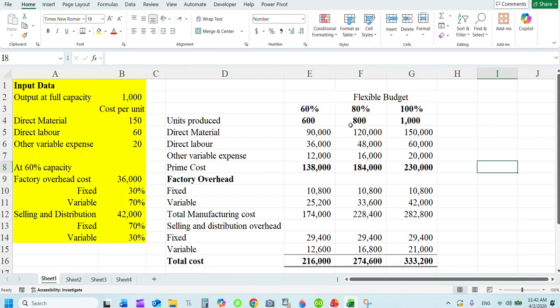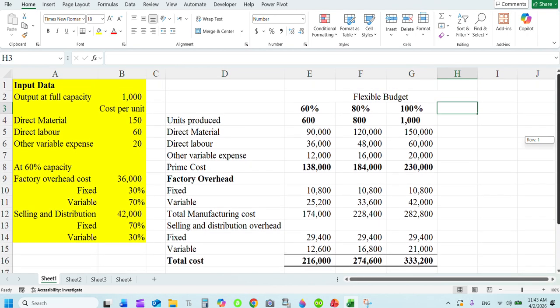Sometimes, let's say you actually produce 70%, or your actual output level is 75%, then you could easily incorporate another column representing 75%, right? So that's it. This is the simple meaning of flexible budgets. I think you got this simple concept, and I hope you all understood, study this well and get ready well. Thank you very much. Bye bye.